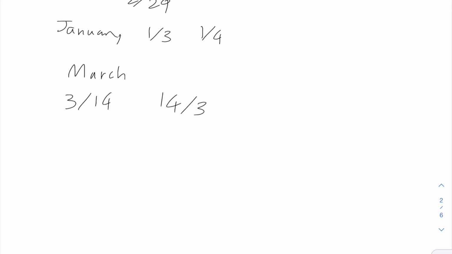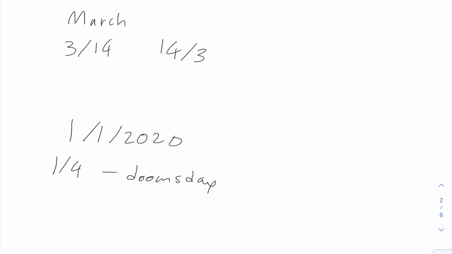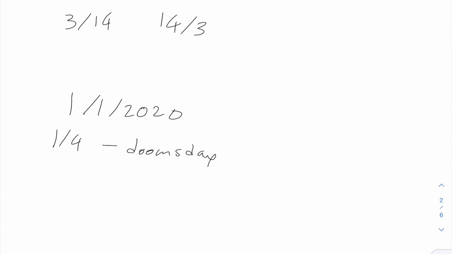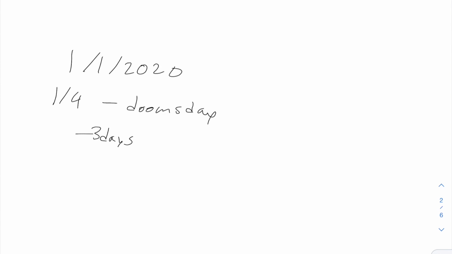So I'll just go over an example. Let's say we want to find the date, how about this, January 1st, 2020. We want to find the day on which January 1st, 2020 happened. Now, since 2020 is a leap year, we know that January 4th will be the doomsday. And then, in order to reach January 1st, we have to backtrack 3 days. So now, first we have to find out the doomsday for 2020.